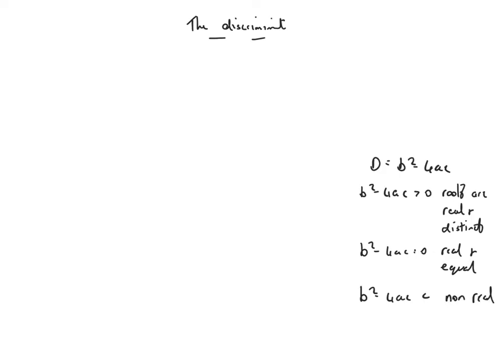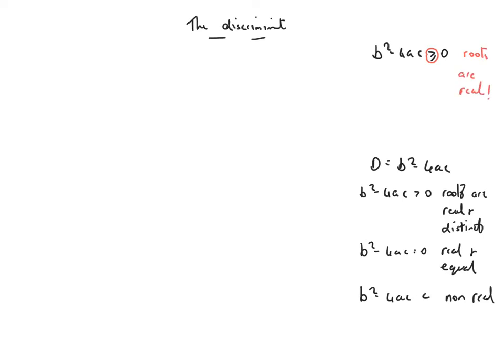Okay. Now, if the discriminant b squared minus 4ac is greater or equal to 0, we need to kind of hedge our bets there. So we don't know if it's greater than or equal to 0, we just know it's one or the other. Okay, so if it's greater than or equal to 0, what we can say there is that the roots are real. That's all we can say.